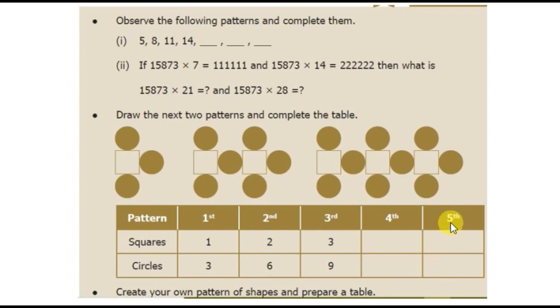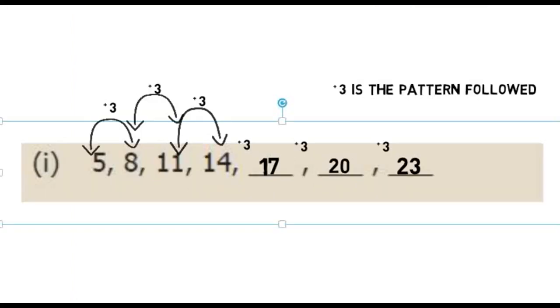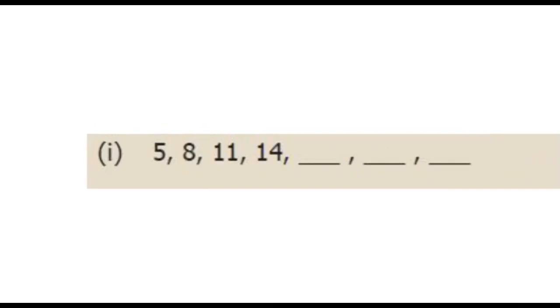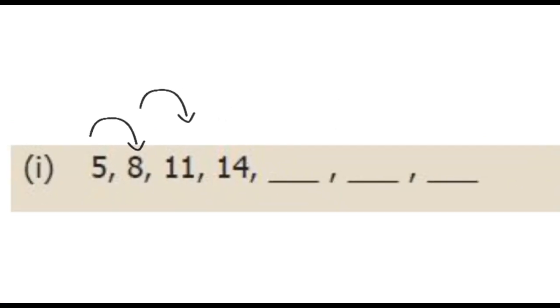When you are doing this in the book itself, you can draw the diagram, and you can even write the answer there itself. Now let's see the first pattern here: 5, 8, 11, 14. 5 and 8 have a combination, and we have to find the combination between 8 and 11. So it is plus 3.